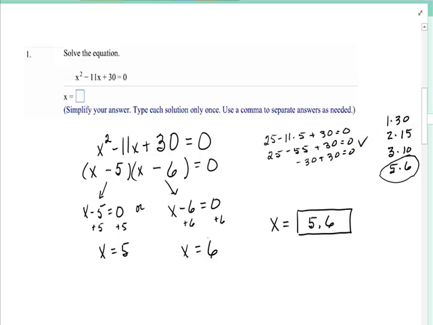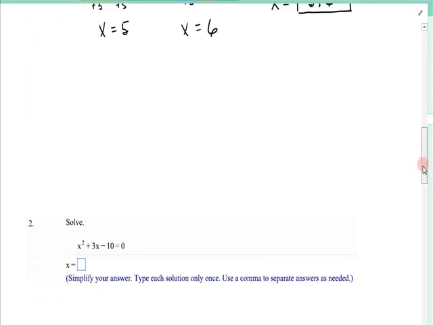If I tested the 6, 6 squared, putting it in there, is 36, minus 11 times 6 plus 30 is supposed to equal 0. 36 minus 66 plus 30 equals 0. That gives me negative 30 plus 30 is 0. And that checks. I'm not going to check each one of these, but they will both check. All right. That's using factoring to solve a quadratic equation. Let's look at another one.